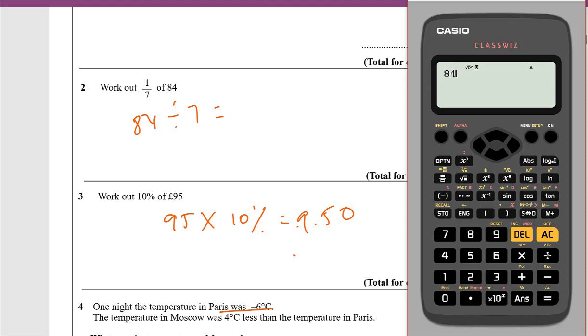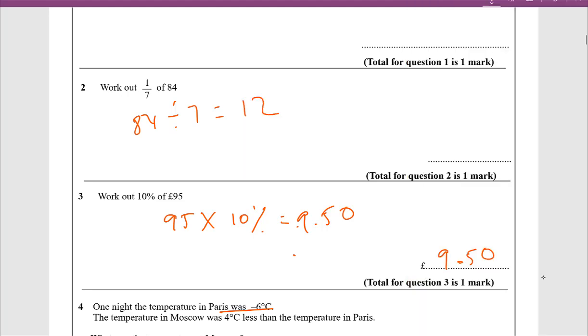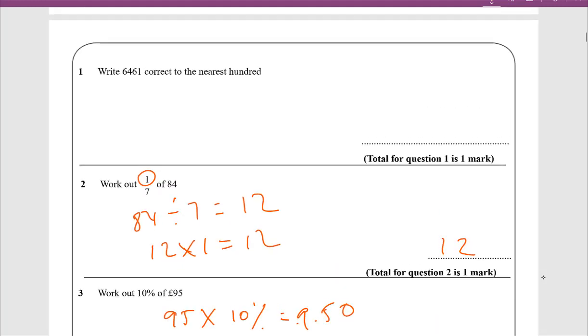So 84 divided by 7 is 12, and the answer is 12. But 12 times 1, always make sure if there's not 1, then you times by the numerator. So times by the numerator, which is 1, so it's 12. So follow the process: divide by the denominator, times by the numerator.